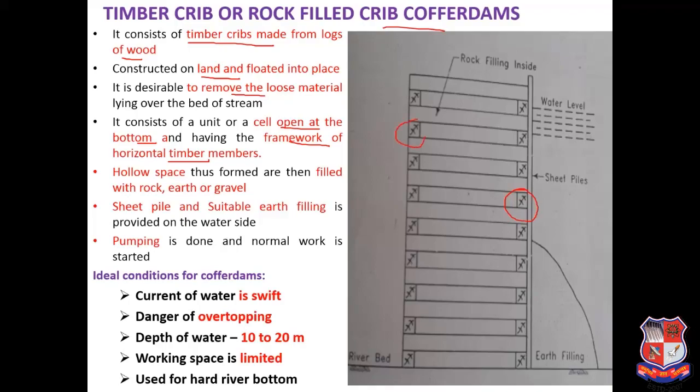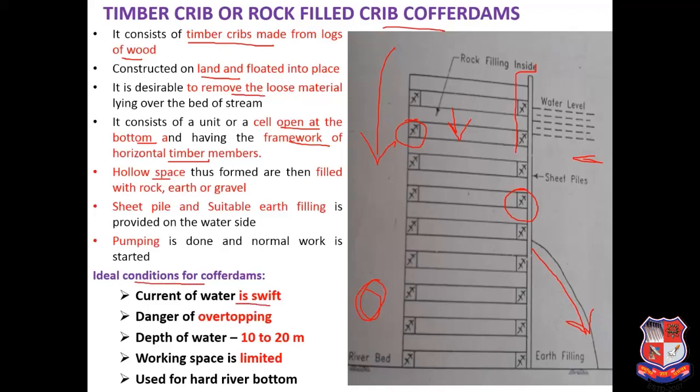So here you can see all these timber cribs that are filled with rock filling inside, and here at one side the sheet pile is provided, and this is your earth filling on the water side, and dewatering is done from this, and this dry working area is utilized for the purpose. So generally the hollow spaces which are formed here are filled with rock between the timber cribs and the sheet pile. I have already explained everything in the figure.